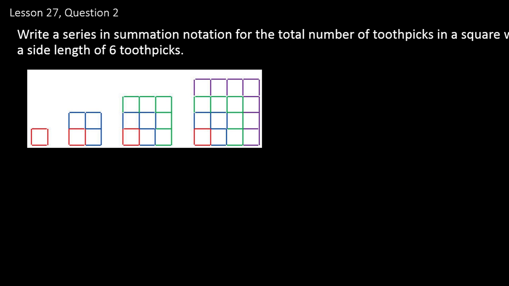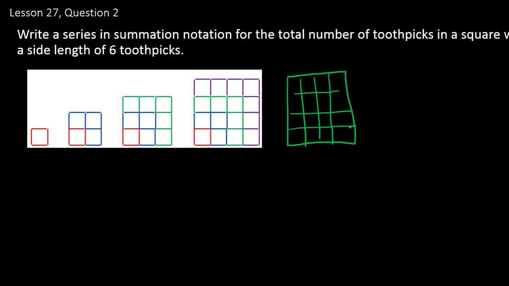Now, the next question asks me to write a series in summation notation for the total number of toothpicks in a square with a side length of 6 toothpicks. So we've got everything up to a 4 by 4. Right, so let's say this is my 4 by 4. All right. So this is what I already have. And the next image, as we know, will be a 5 by 5, right? So my next image would look like this.